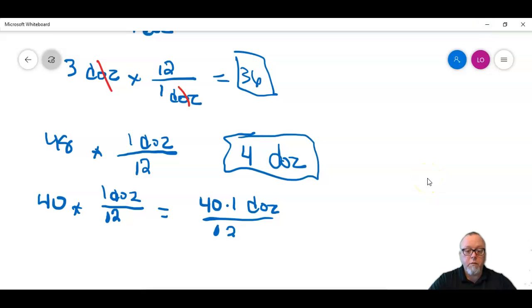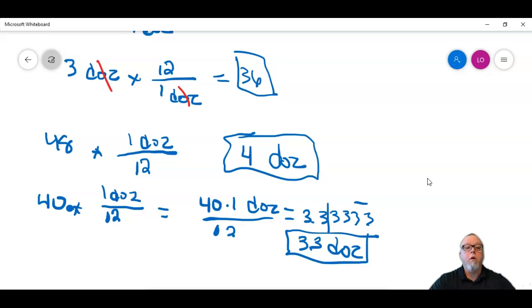So that would equal 3.33333 repeating. And my sig figs here would actually be 1 sig fig. So let's make that dot so it's 2 sig figs. So it would be 3.3 dozen of them. You can go back and forth quickly and easily doing this.